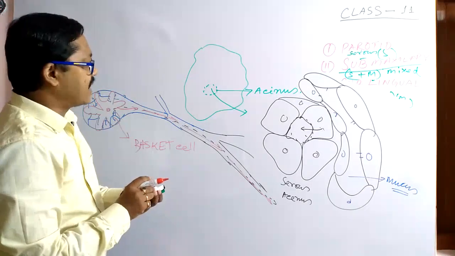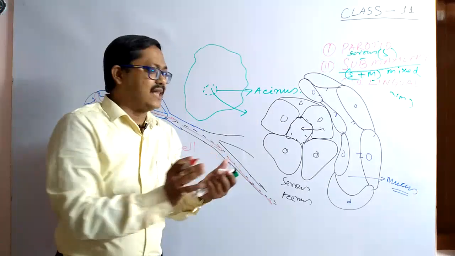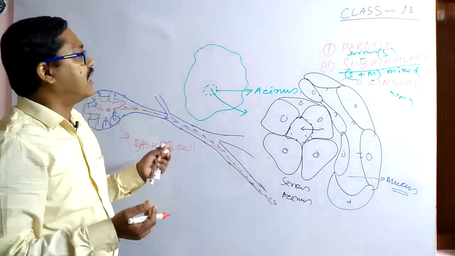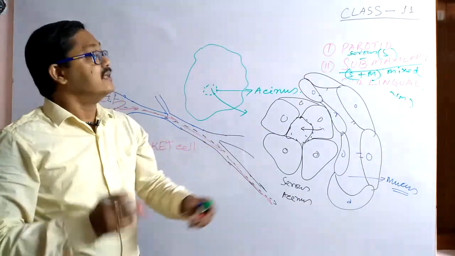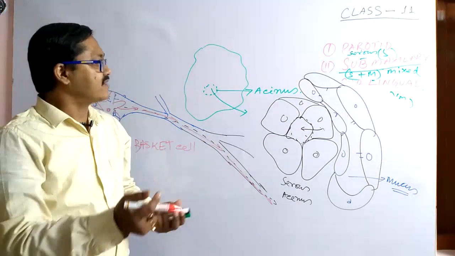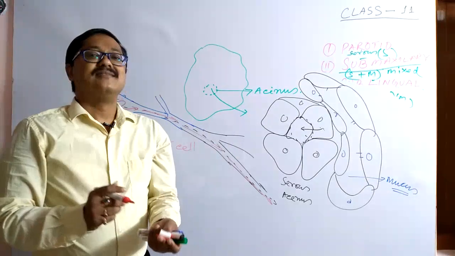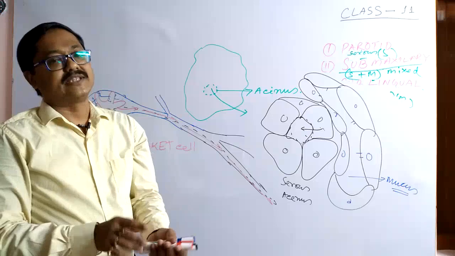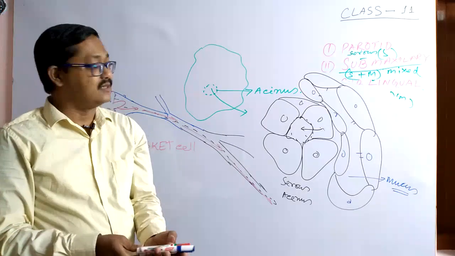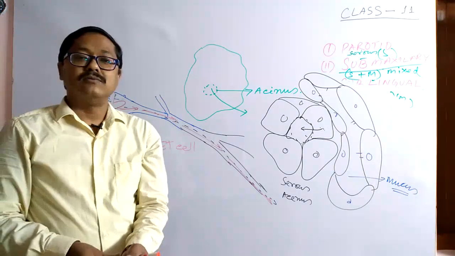We have discussed the total resultant component of the parotid, submaxillary and sublingual glands. This is the saliva. In my next class, I shall discuss the saliva, its function, its composition, and the enzymes present in the saliva and how they work.